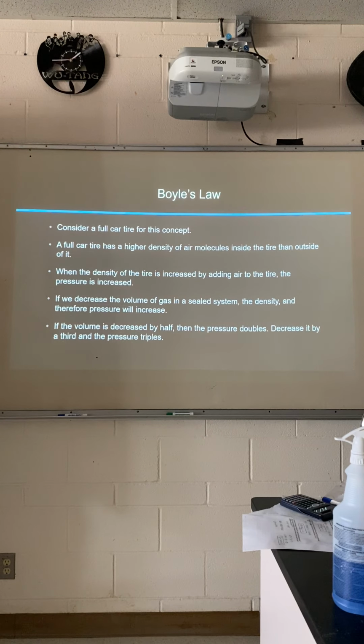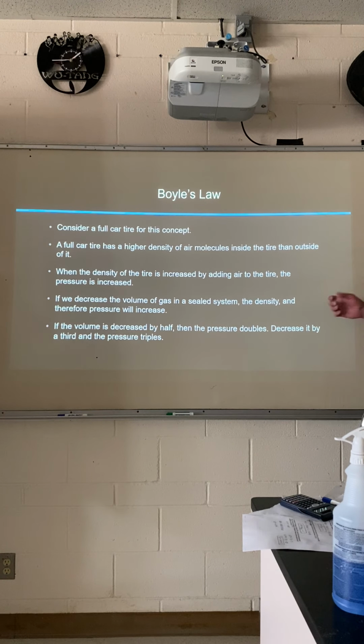So, Boyle's law. This is all about pressure. I use a full tire for this concept. A full car tire has a higher density of air molecules on the inside than the outside of it. A way of thinking about that, just as an outsider, is that the tire is supporting the weight of the car. The car itself is very heavy, so those molecules have to be pushed together pretty tightly.